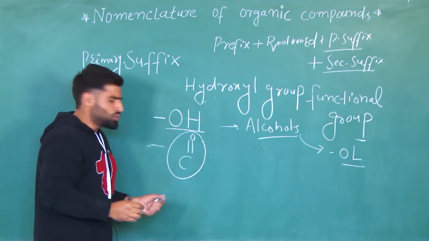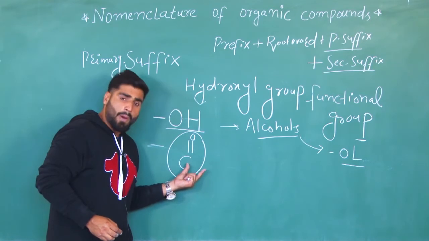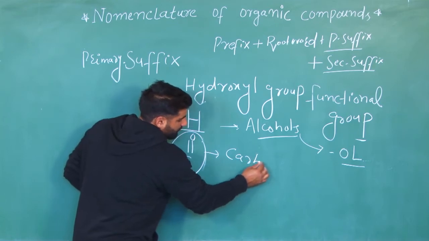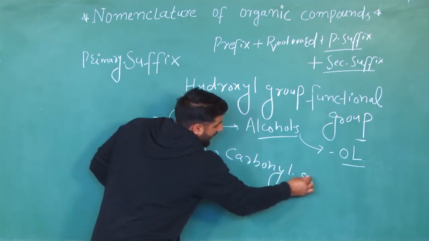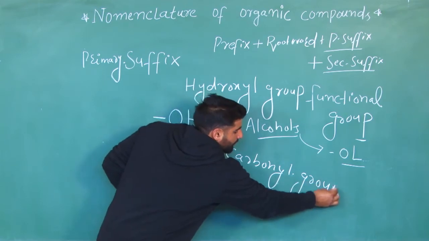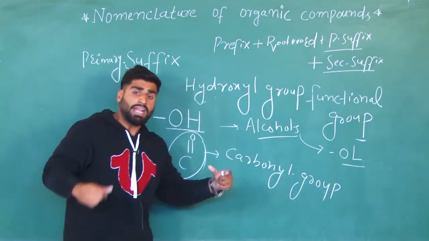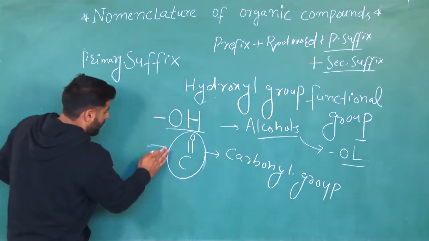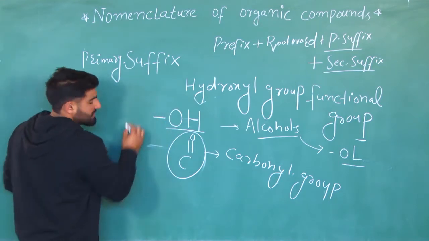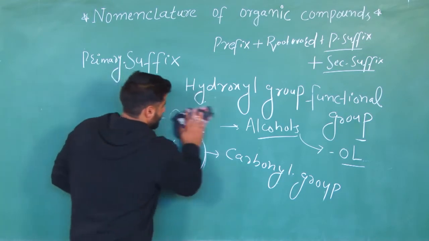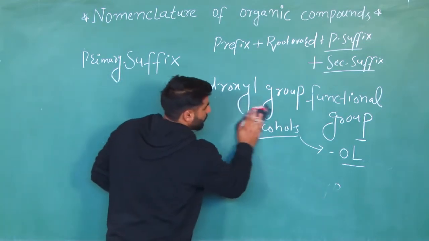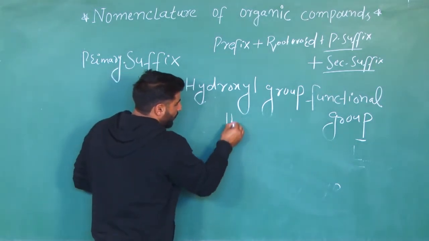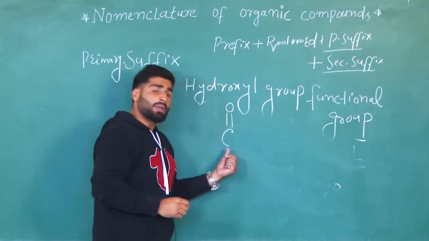C double bond O. Students, look at this group of atoms, C double bond O. This group is known as carbonyl group. And this carbonyl group gives rise to many, many functional groups. Now listen, students, this C double bond O is a carbonyl group.